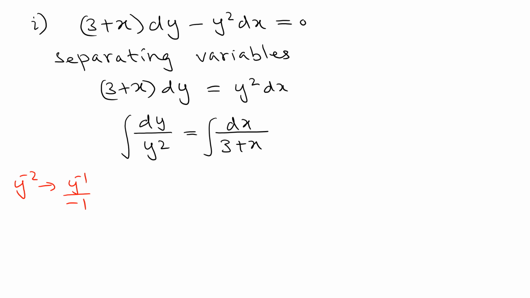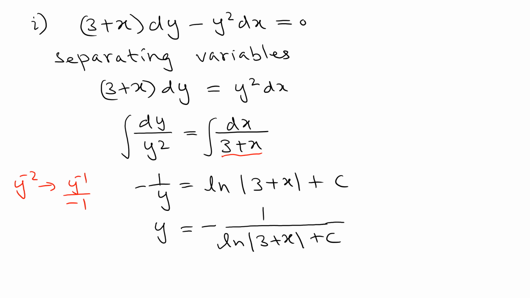So this side is negative 1 over y. On the other side, we already talked about this one. If you have a constant, you can simply treat this one like x. So it's 1 over 3 plus x. So that means you're going to get ln|3 plus x| and then plus c. And then what we can do is we can multiply by the negative sign and flip over. So you can write the solution like this. So this is the general solution for the problem. Okay, so let's look at another one.